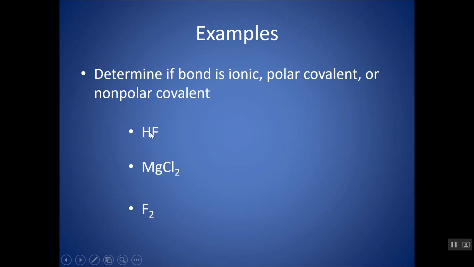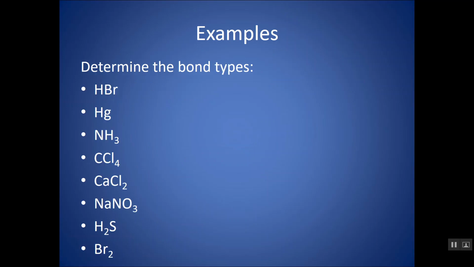HF, two nonmetals, two different nonmetals with different electronegativities, that would be polar covalent. Mg is a metal, Cl is a nonmetal, this is ionic, that 2 is there to balance the charge. And F2, two Fs, two of the same nonmetal joined together, that would be a nonpolar covalent bond. Take a moment, try the example, then pause the video and check your work.